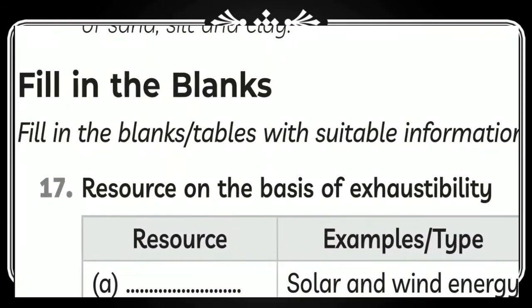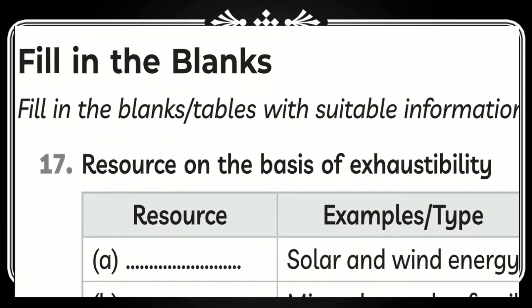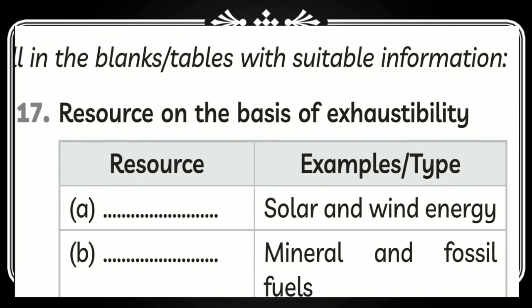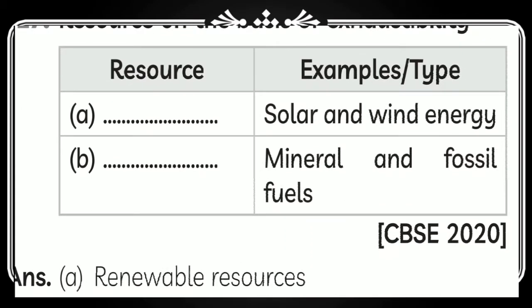So the next question is in the form of fill in the blanks. So let's move on to the fill in the blanks. So the first question is, resource on the basis of exhaustibility. Now there are given its features. So option A, solar and wind energy.